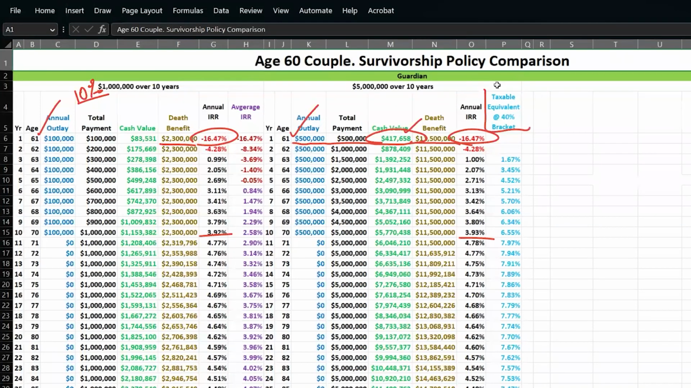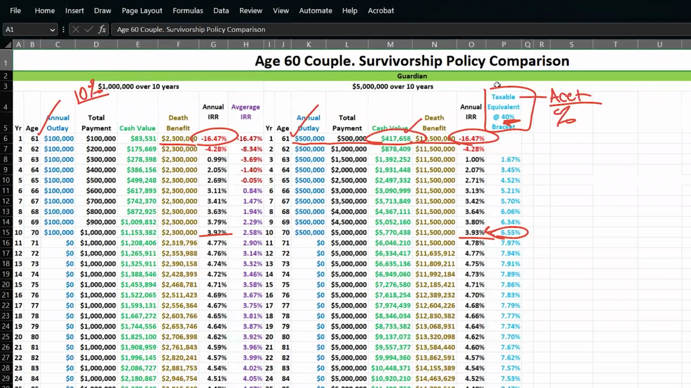This is not the average IRR on the far right. This is the taxable equivalent based on a 40% tax bracket. So what this is representing is if I put my money into a taxable account and had to pay a tax rate of 40% on whatever those earnings were, I would need to earn, let's look at it this way, year 10, I would need to earn 6.55%, and then after tax, I would have a 3.93% internal rate of return or growth rate here.